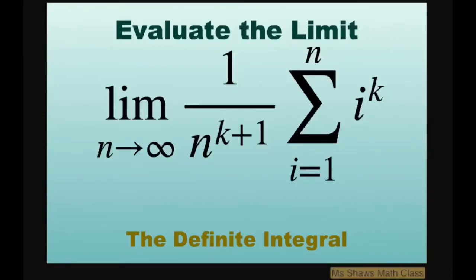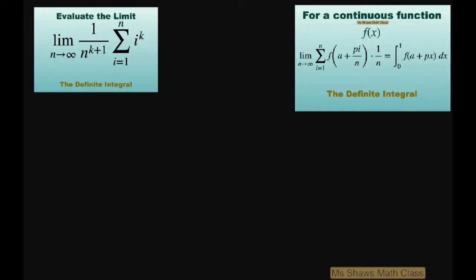One, we're going to evaluate the limit as n approaches infinity of 1 divided by n to the power of k plus 1 times the sum from i equals 1 to n of i to the k power. All right, we're going to use this formula. Here, we want to set our left-hand side, or our limit, to look like this left-hand side, and then we can write it as an integral.